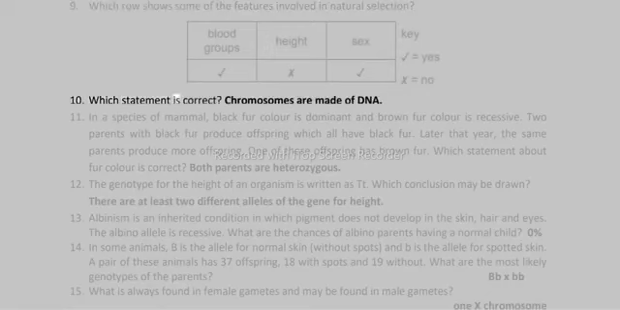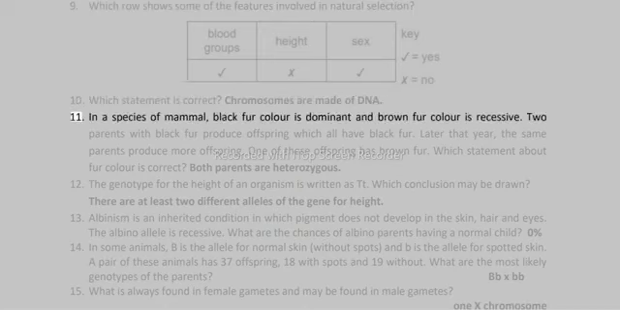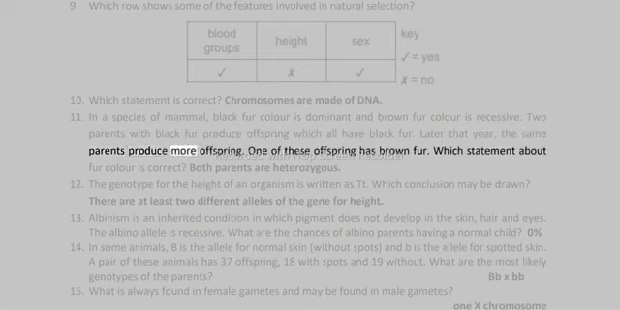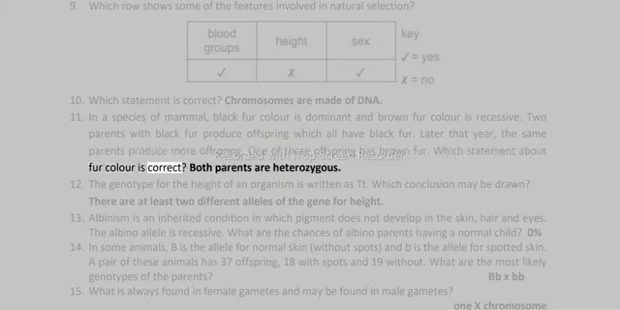9. Which row shows some of the features involved in natural selection? 10. Which statement is correct? Chromosomes are made of DNA. 11. In a species of mammal, black fur color is dominant and brown fur color is recessive. 2 parents with black fur produce offspring which all have black fur. Later that year, the same parents produce more offspring. One of these offspring has brown fur. Which statement about fur color is correct?